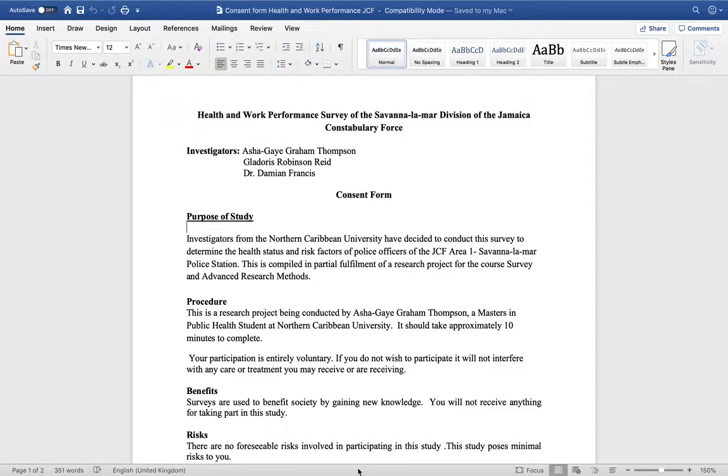So, to begin, you will note that one of the first things that this group did was to put at the top of their consent form the title of their study. So here is the title of their study, and I've gone ahead and highlighted that for you. You will see Health and Work Performance Survey of Savannah Lamar Division of Jamaica Constabulary Force. They've also gone ahead and put the name of the investigators, and you'll do likewise.